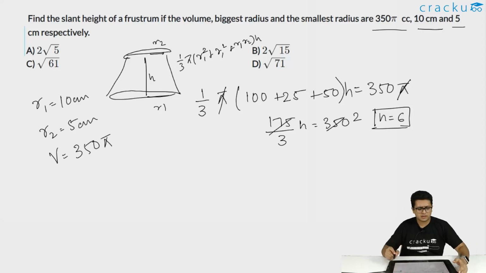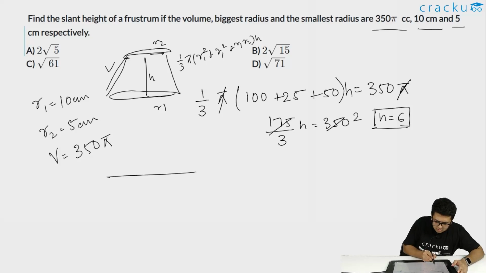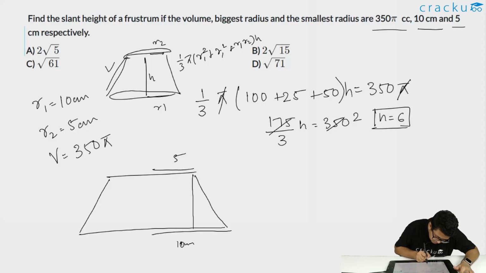So now we need to find the lateral length of the frustum here. So we can do that by, let's draw. When you look at a two-dimensional view of a frustum, it's basically an isosceles trapezium, right? So this will be 5 centimeters because the radius of the smaller circle is given, right? And this would be 10 centimeters. The height is 6, right? So this is the midpoint, right?